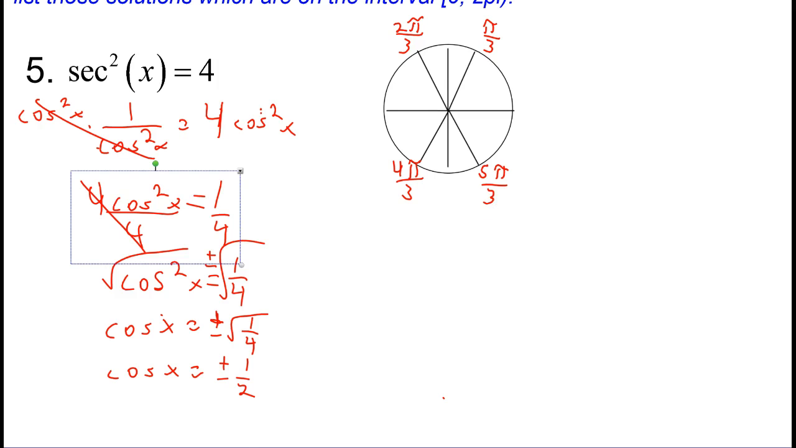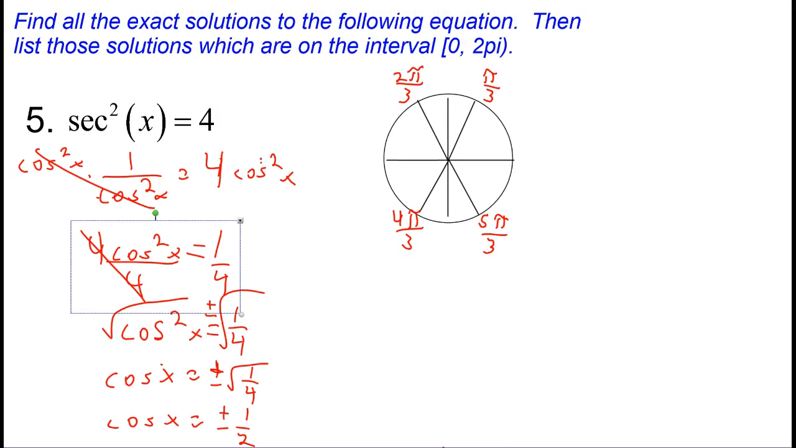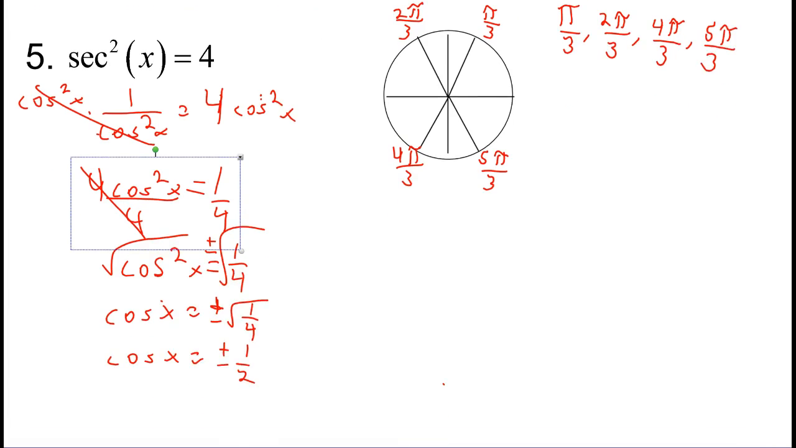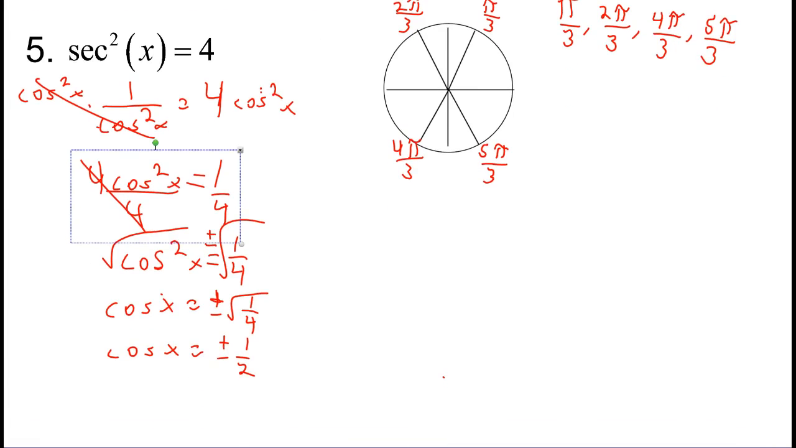So if we take a look back up at the problem, oh, there we go. This asks for all the answers in the interval of 0 to less than 2 pi. So write those over here in order. There we go, that part's done. Now we got to move on to finding all the possible exact solutions.